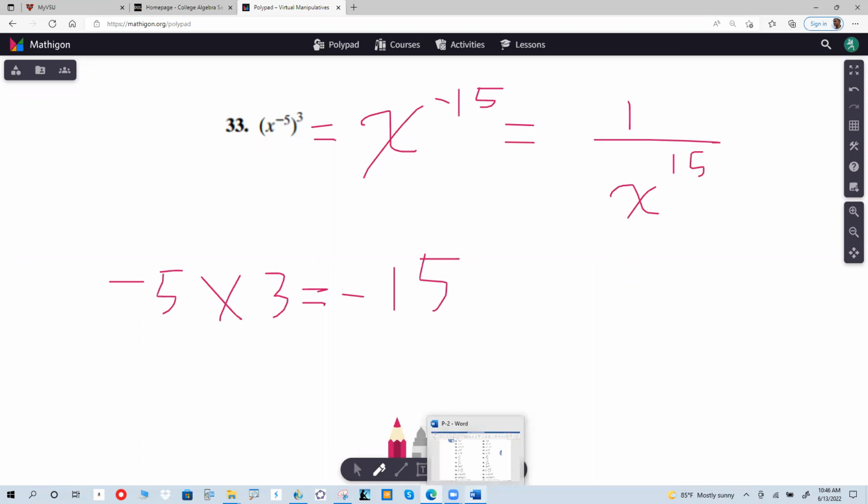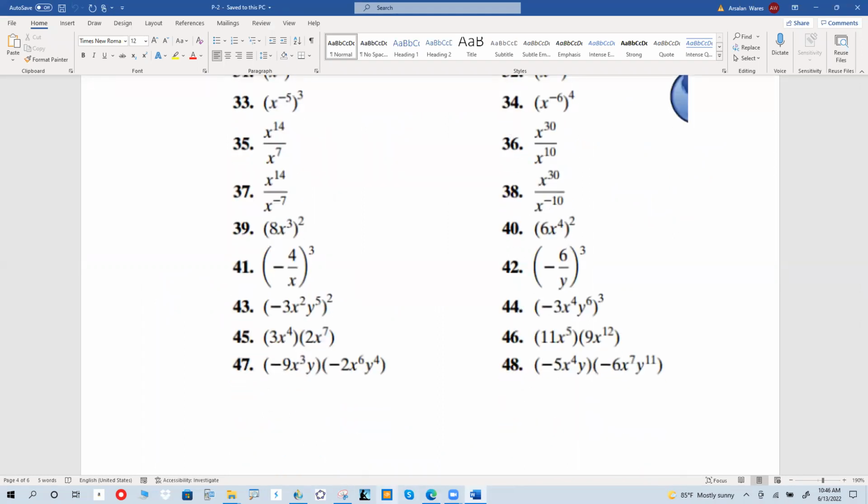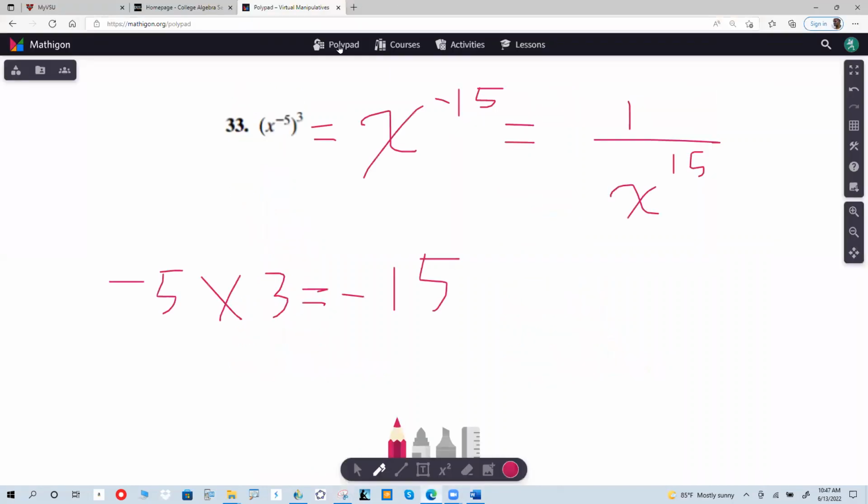Ready for the next one, guys? Yeah. Awesome. All right, so this is the same, x to the power -24. You can put the -24 down. Let's try number 38. No big deal. Okay, the bases are the same. The numerator is x to the power 30. The denominator is x to the power -10.